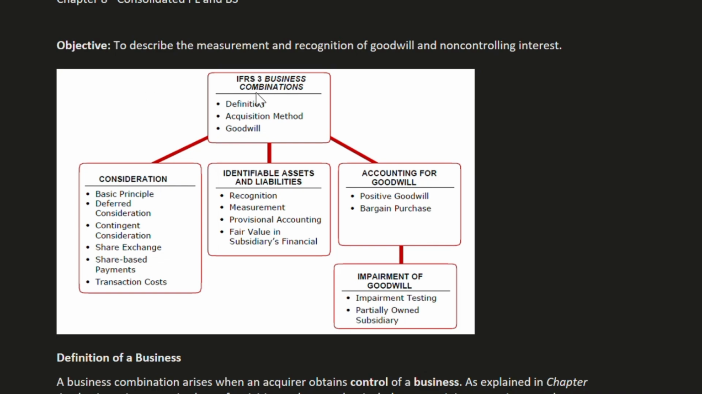IFRS 3 business combination: definition, acquisition method and goodwill. Under goodwill we have consideration, identifiable assets and liabilities, and accounting for goodwill. Under this we have impairment of goodwill. So in this chapter we are going to study mostly what we have already studied in the previous chapter, that is numerical calculation, but in this chapter we are going to study that numerical calculation in a theoretical way.